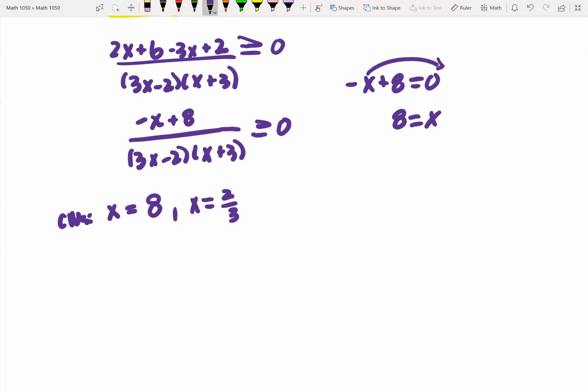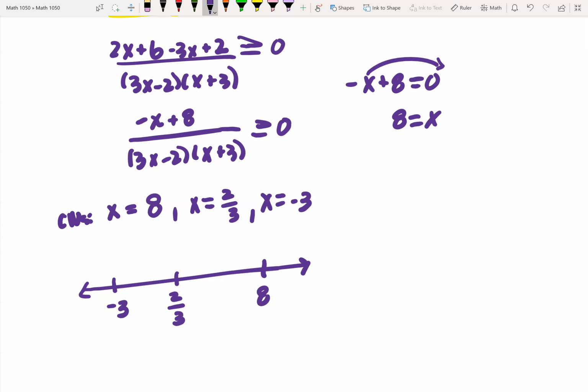You get a 2/3, and the next one is a negative 3. Number line. Smallest number is a negative 3. Pretty close to that is 2/3. Far away, positive 8. Restrictions: x cannot be 2/3 and x cannot be negative 3. So this is going to be an open circle and an open circle. The 8 will be a closed circle.